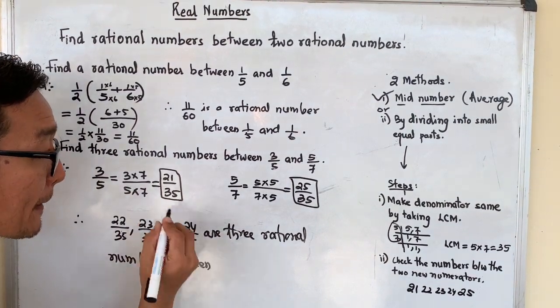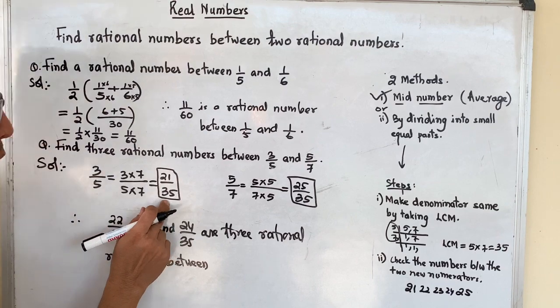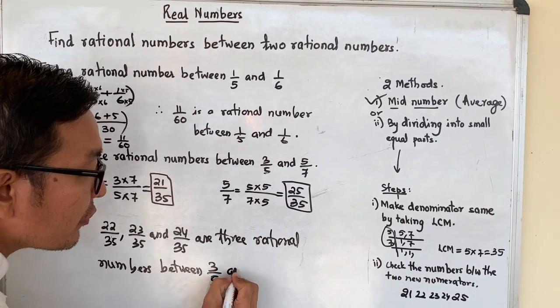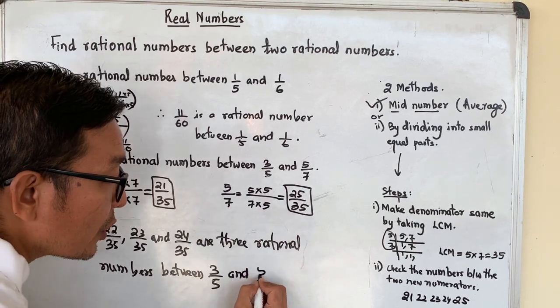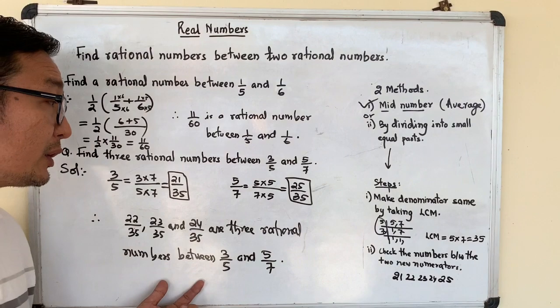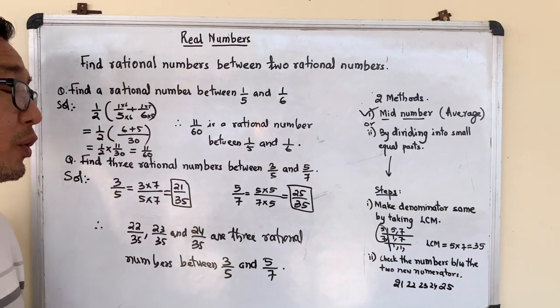Between 21 upon 35 and 3 upon 5, between 3 upon 5 and 5 upon 7. This is how we find 3 or more than 3 rational numbers.